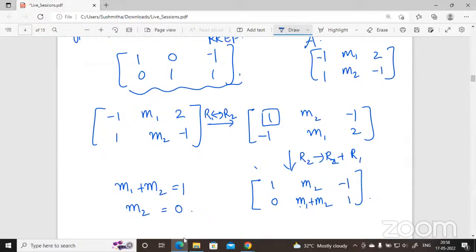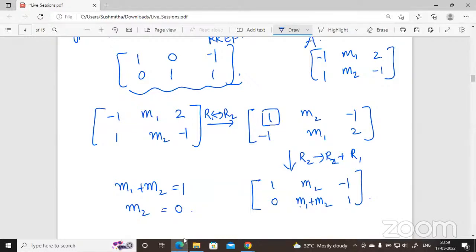Ma'am, I have a small question. For getting row echelon form, should I only manipulate rows, or are we allowed to manipulate columns also, like C1 plus C2? You either do row operations or do column operations. You cannot mix. But it's better to do row operations, because in the context of solving systems of linear equations, only row operations are permitted.